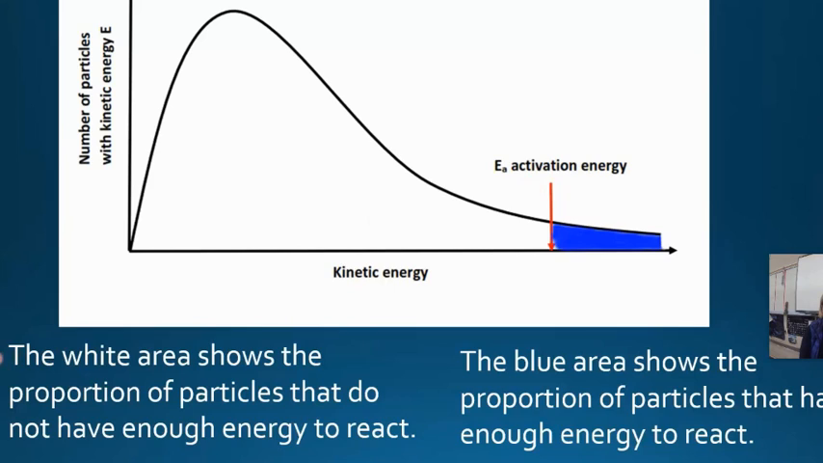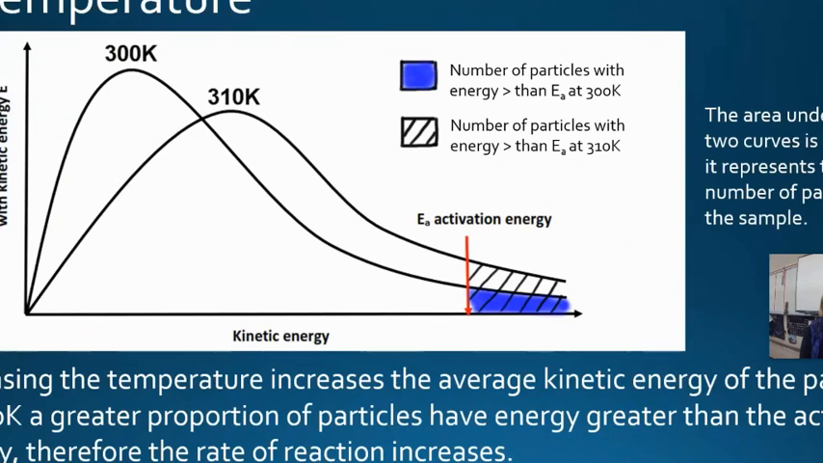So the white area, which is this large white area here, shows the proportion of particles that do not have enough energy to react. They have energy less than the activation energy. The blue area here shows the proportion of particles that have enough energy to react. They have kinetic energy greater than the activation energy. So now we'll have a look at the effect that increasing the temperature has on the rate of a reaction.